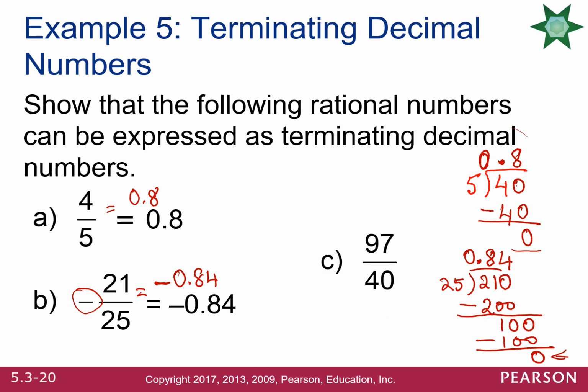So 97 divided by 40. So let's perform this division now. So 97 divided by 40. So 97 is greater than 40. So we do not start with a decimal now. 40 times 2 is 80. All right. So 80 minus.